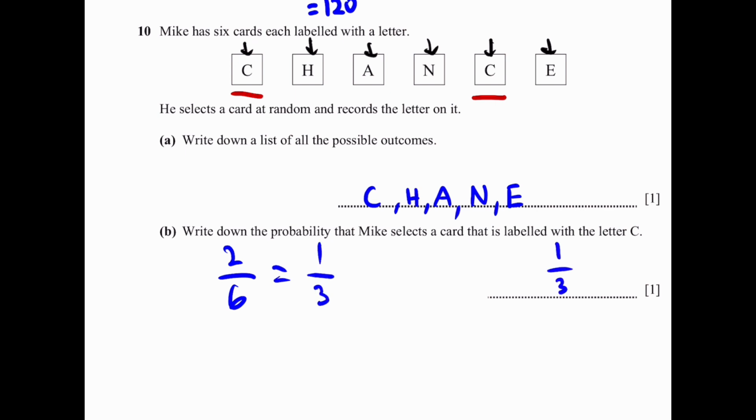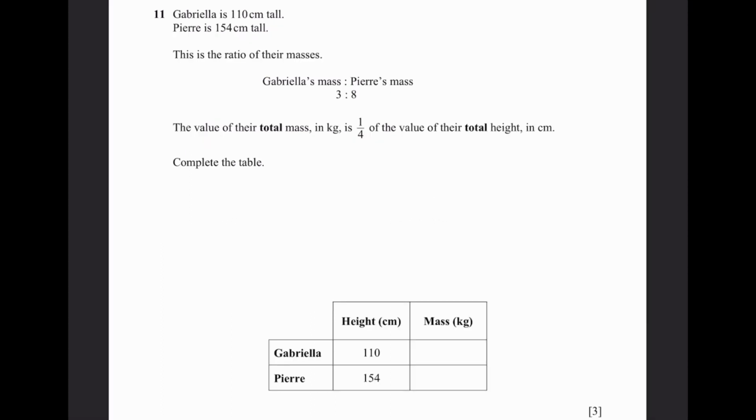Write that down. Question 11. Gabriella is 110 centimeters tall. Pierre is 154 centimeters tall. This is the ratio of their masses. Gabriella's mass is to Pierre's mass is equal to 3:8. The value of their total mass in kg is 1/4 of the value of their total height in centimeters.